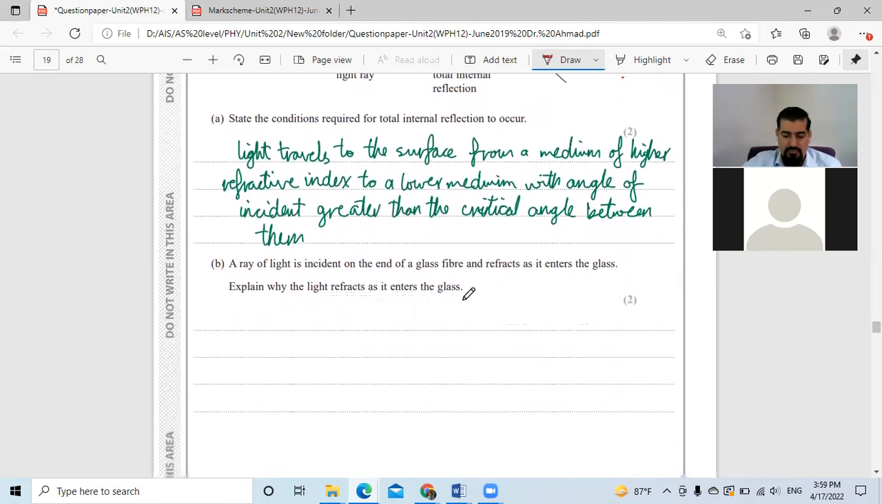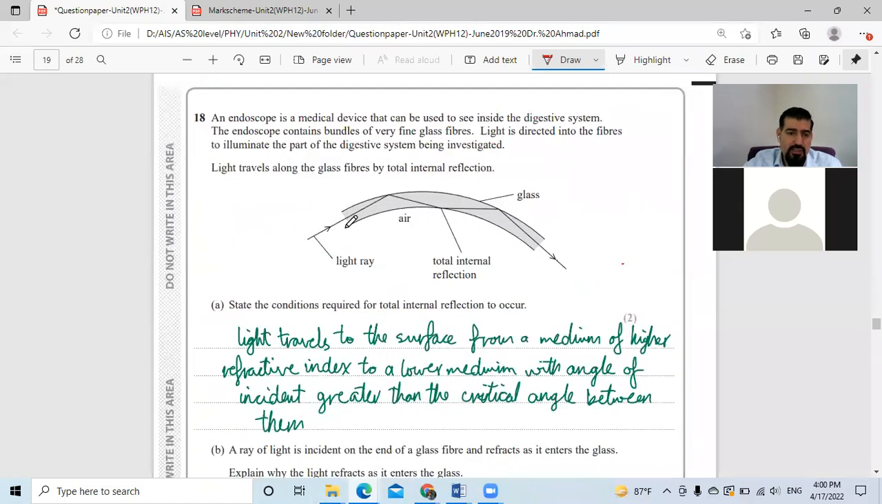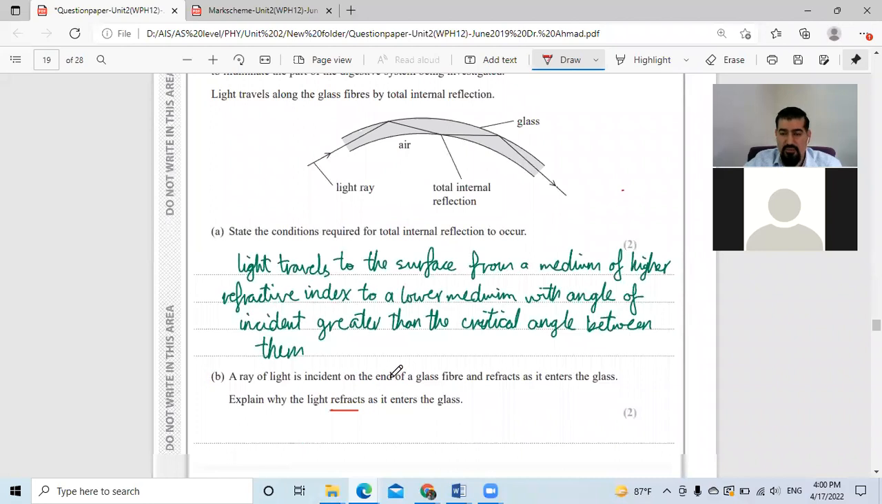Part B, what do they ask? A ray of light is incident into the end of the glass fiber and refracts as it enters the glass. Explain why light refracts as it enters the glass. As it enters the glass here, why does it refract? Because it was moving from air to glass, so from a lower refractive index to a higher refractive index. That means there's a change in the speed. As it changes the speed, that means the direction also changes.